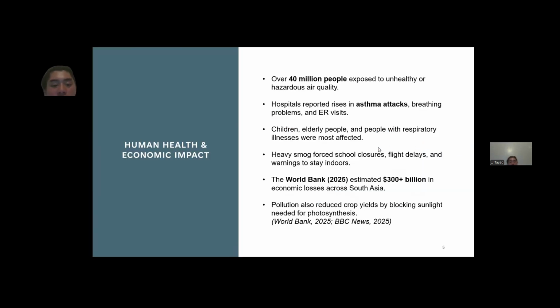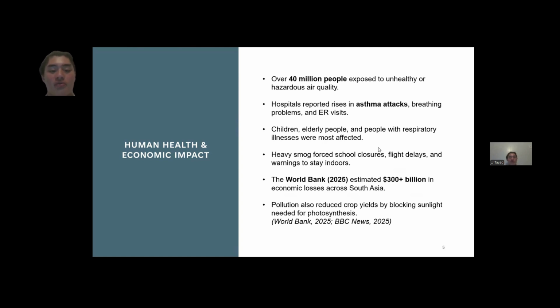Health and economic impacts. This slide focuses on the human and economic impact. More than 40 million people were exposed to hazardous air quality. Hospitals reported spikes in asthma attacks and breathing-related emergencies. Vulnerable groups like children, older adults, and people with respiratory conditions were the most affected.